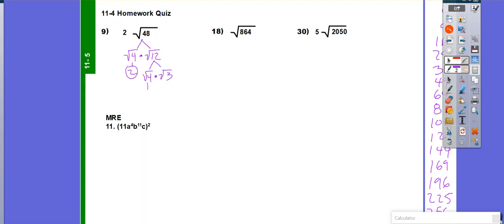What is the square root of 4? 2. Sweet! All right, and we have the square root of 3. We can't do much with that, so we are pretty much done. All right, so what will we multiply together? What will we multiply together to have our final equivalent statement?